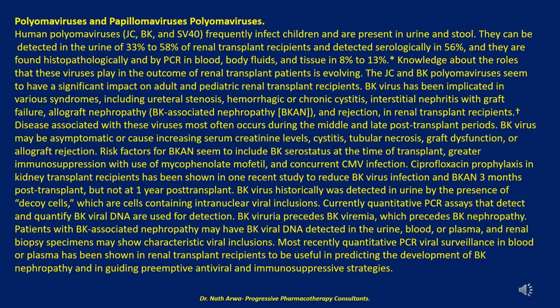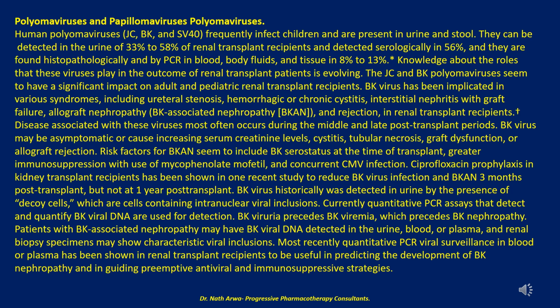BK virus historically was detected in urine by the presence of decoy cells, which are cells containing intranuclear viral inclusions. Currently, quantitative PCR assays that detect and quantify BK viral DNA are used for detection. BK viruria precedes BK viremia, which precedes BK nephropathy. Patients with BK-associated nephropathy may have BK viral DNA detected in the urine, blood, or plasma, and renal biopsy specimens may show characteristic viral inclusions.